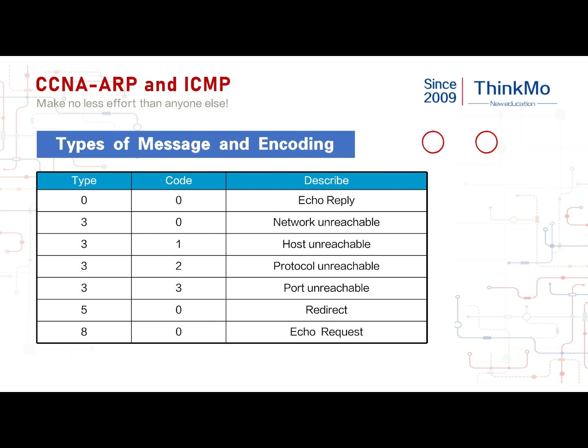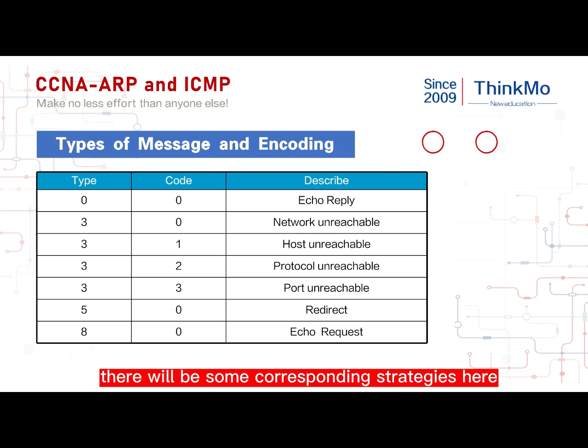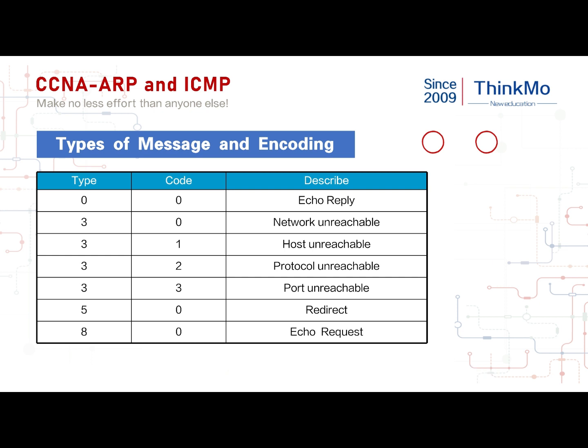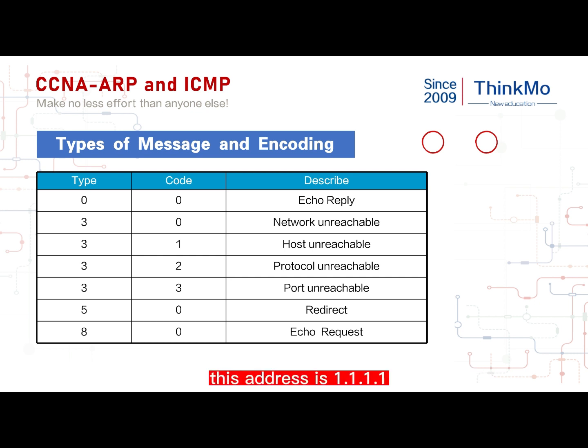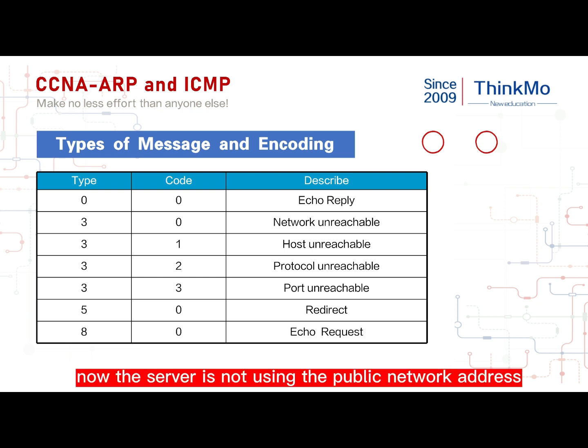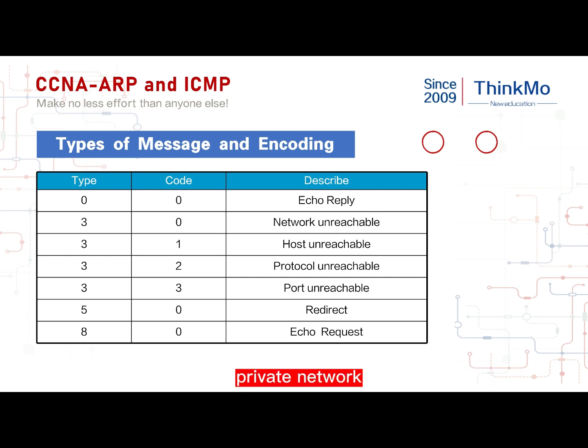This is a PC. There is a router on the public network in the middle. Assume that this is the peer router that the PC wants to access. They are connected to each other, and now we want to access the peer from the sender. Generally speaking, there will be some corresponding strategies here to protect it. For example, the address of this server is 2.2.2.2, and this address is 1.1.1.1. But in fact, the server is not using a public network address. It is a private network, and the exit here does NAT for the server.